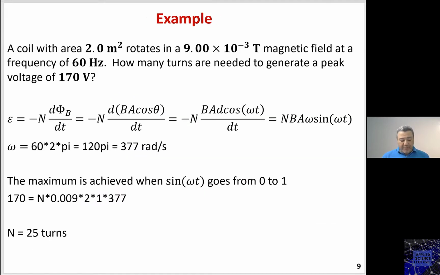Now let's apply this on our example here. We have a coil with area 2 meters squared, rotates in a 9 to the power minus 3 Tesla magnetic field at a frequency of 60 hertz. How many turns are needed to generate a peak voltage of 170 volts?